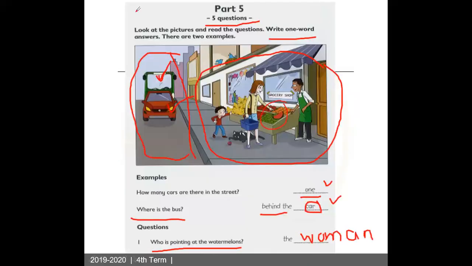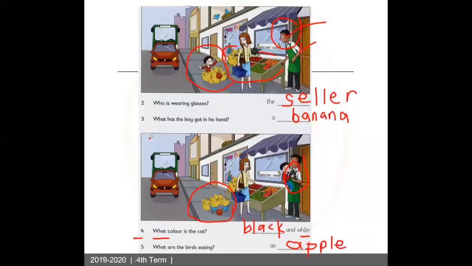Okay, this is actually the part 5 of our sample test. Let's review the questions. Who is pointing at the watermelons? Who is pointing? Point. Okay, you will point with your fingers. So the woman here, she's pointing at the watermelons. Who is wearing glasses? Okay, the seller. When you say seller, he's the one who's selling. He's selling the fruits. What has the boy got in his hand? So he got a banana. He got a banana, right?